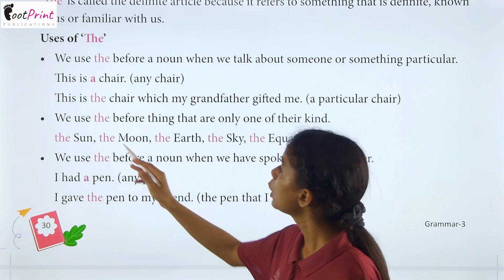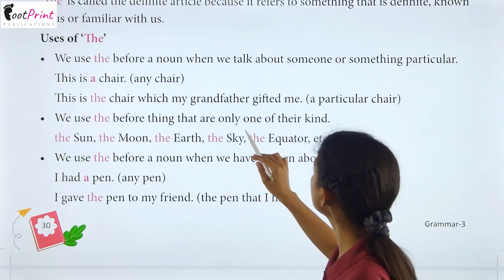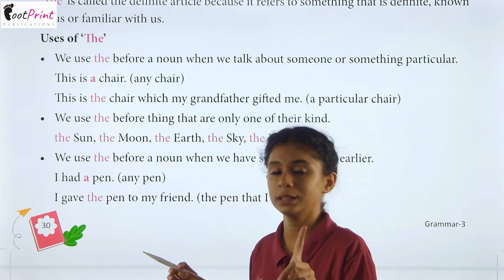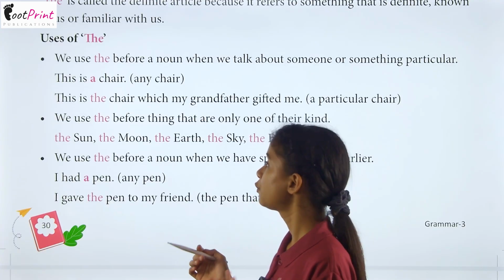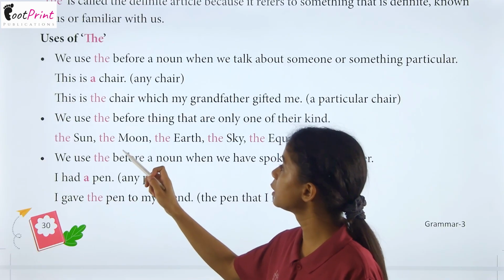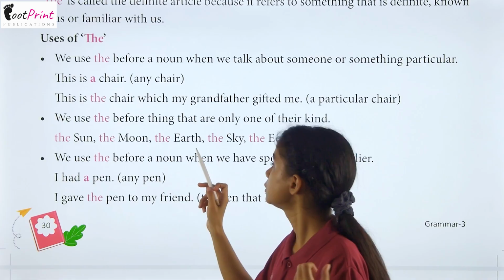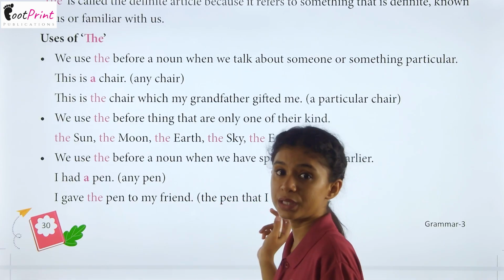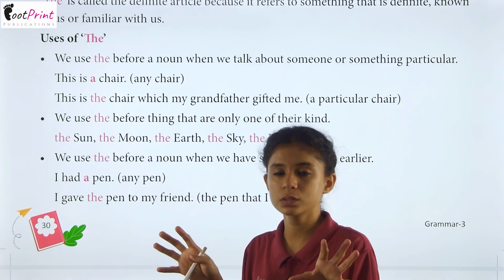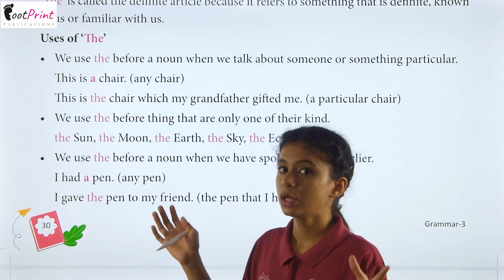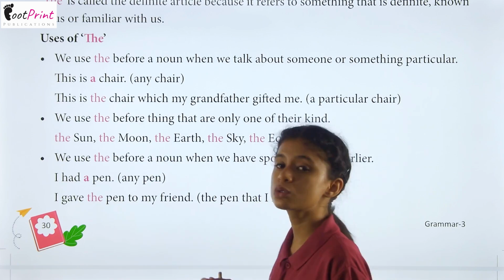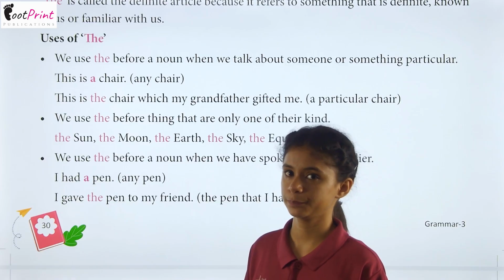Okay? We use the before things that are only one of their kind. So we use the with the things that are only one in existence. Okay? For example, the sun. It is only one of a kind. The moon, the earth, the sky, the equator, etc. Now as you can see, I am pronouncing the and the in two different ways. So when the word begins with a consonant sound, I am using the, and when the sound is of a vowel, I am using the.